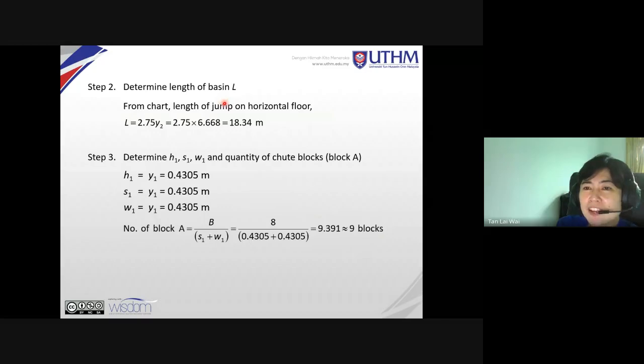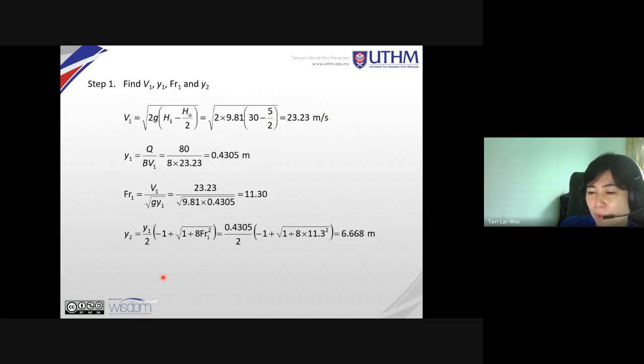Now, determine length of basin, L. From the chart, length of jump on horizontal floor, L. Now, this one you need to do it yourself because I read it from the chart. When I read it, L over Y2 is 2.75. Therefore, L is 2.75 times Y2. It will give me 18.34. Now, how are you going to read your L over Y2? You need to find out Froude 1 and Y2.